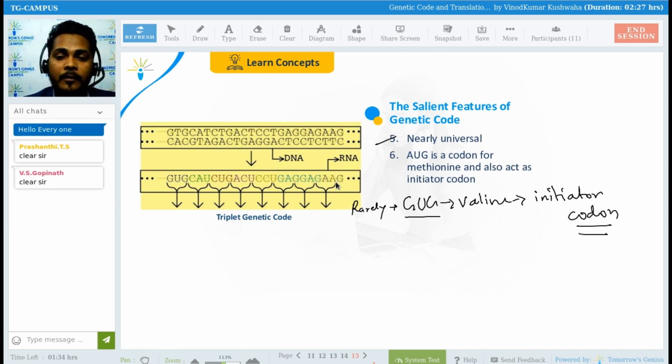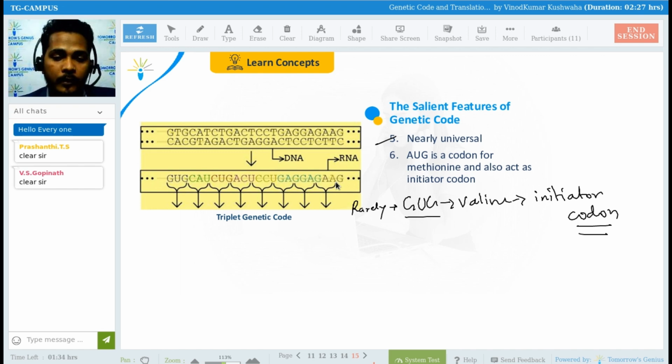So how many salient features have we studied till now? Total 6. The very first one is the triplet codon. Then there is unambiguous and specific, the second salient feature. Then degenerate, the third salient feature. Then there is no punctuation, the fourth salient feature. Nearly universal, and AUG codes for methionine and also acts as an initiator codon, so it has dual functions, right? So these are the salient features of the genetic code.